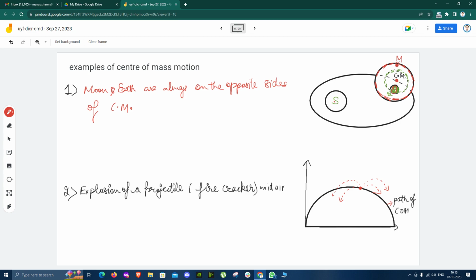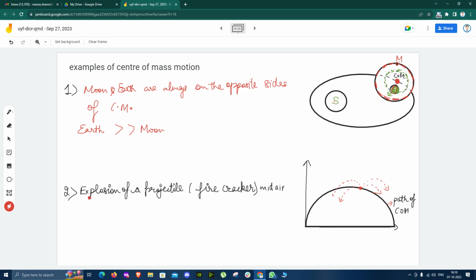Whatever the center of mass of both these bodies is, they are opposite in direction to each other. Now we will see that the earth is quite a bit closer to the center of mass as compared to the moon. Why is that? It can be simply explained: the earth is heavier than the moon. That's why the center of mass of the system is very close to the earth, to make the balance. It's a balancing point, so the center of mass will be much closer to the earth as compared to the moon. So this is an example of the center of mass motion. This is the first example.